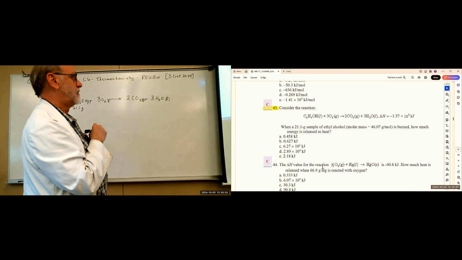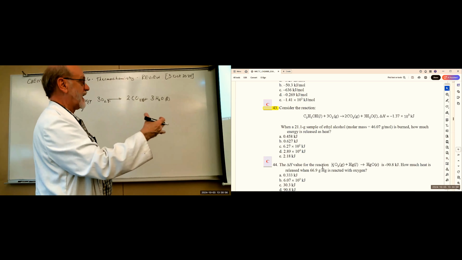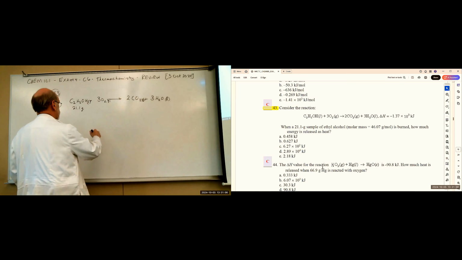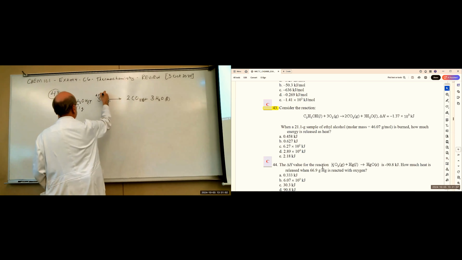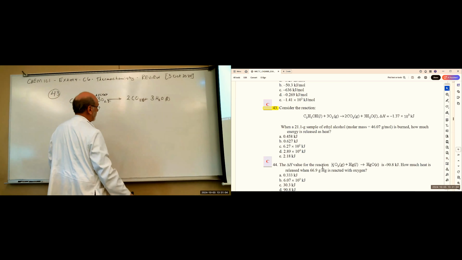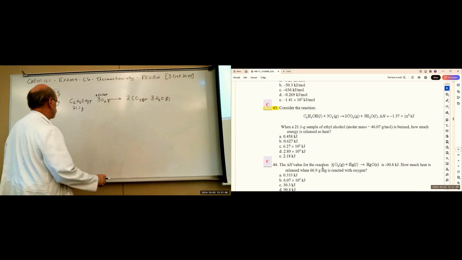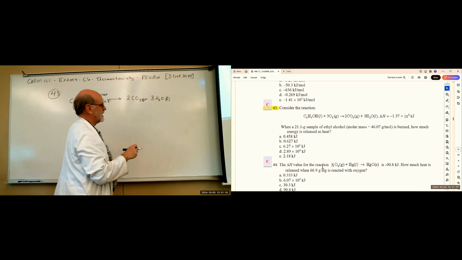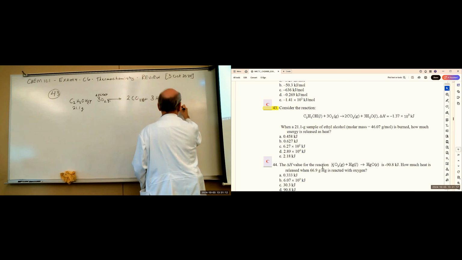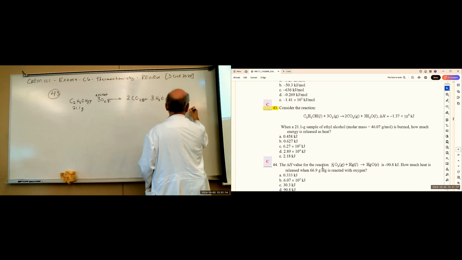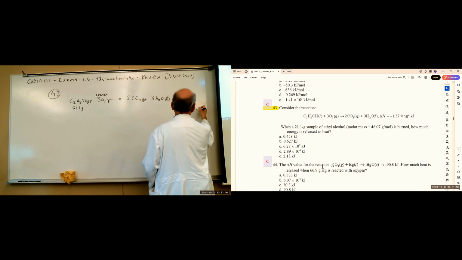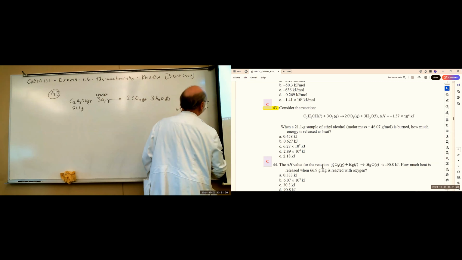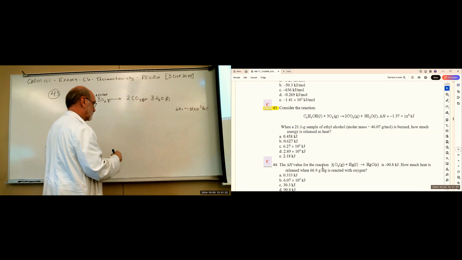Doesn't say. It just says when that much is burned. So oxygen must be in excess. That's the only way we can get to the answer. Okay, so we have to find out how many moles this is because the value of delta H is delta H equals minus 1.37 times 10 to the third kilojoules. And our answer is in kilojoules.